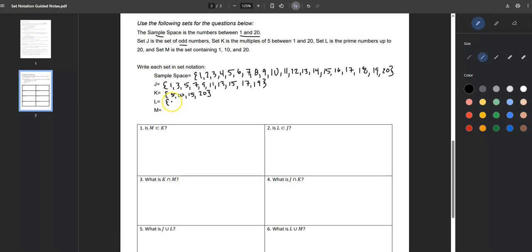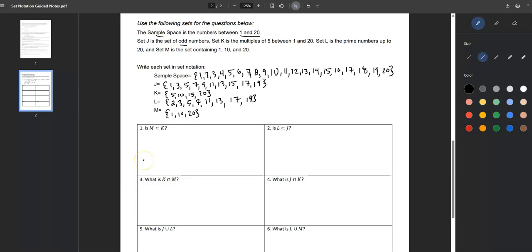First prime number would be 2, and then 3. Again, a prime number is anything that's divisible only by itself and 1. 2, 3, 5, 7, 11, 13, 17, and 19. And then M is the set containing 1, 10, and 20. So it's just going to tell us what those are. So that's how we would write those sets. That's one of the big goals you guys need to be able to do, is just write out the sets in set notation.